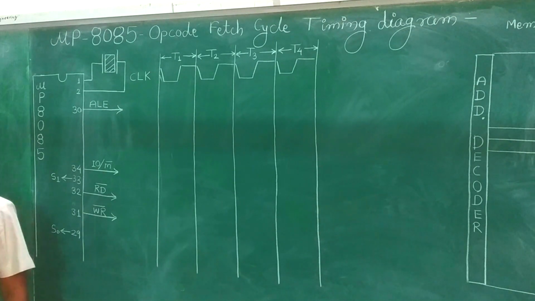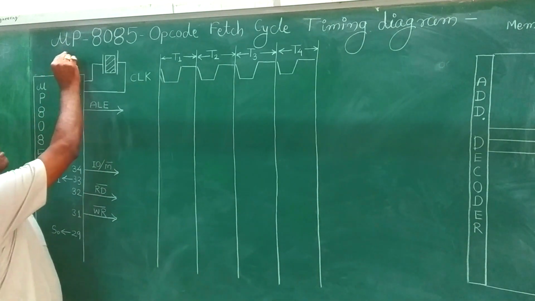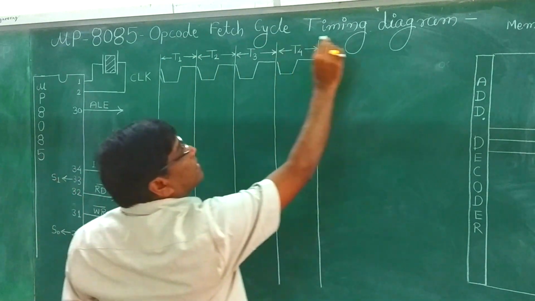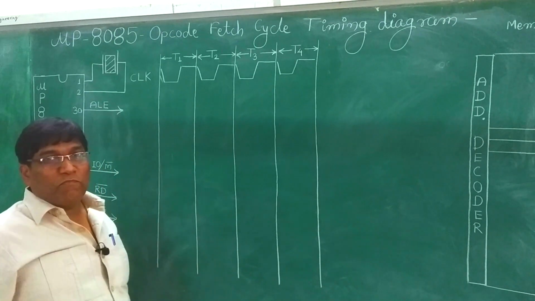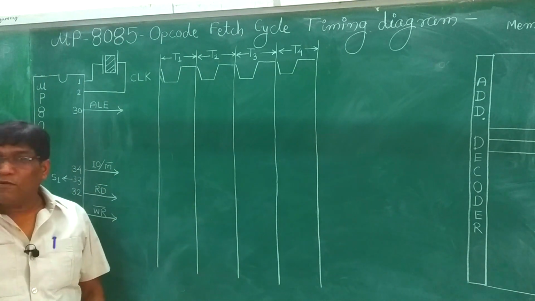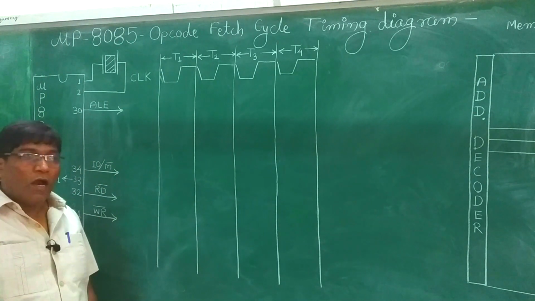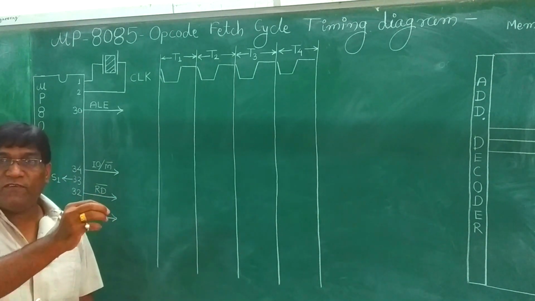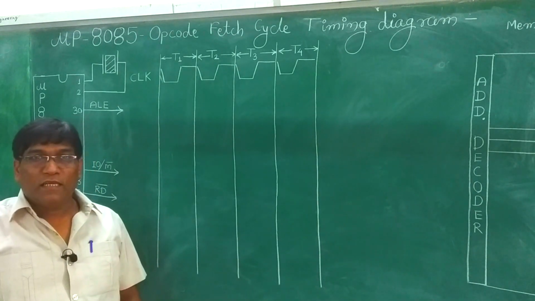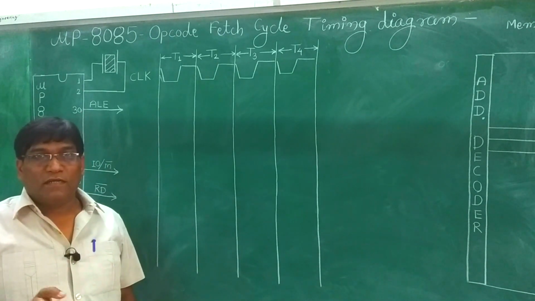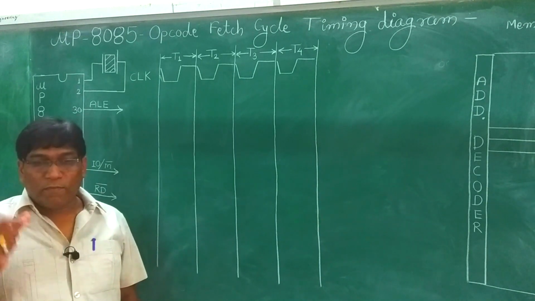My dear students, today we will understand the microprocessor 8085 opcode fetch cycle timing diagram. And before understanding the timing diagram for the opcode, we have to understand what the opcode is. Opcode means operation code. A code which is to be fed in the memory so that a program can be completed. What is opcode? Opcode is a binary number.